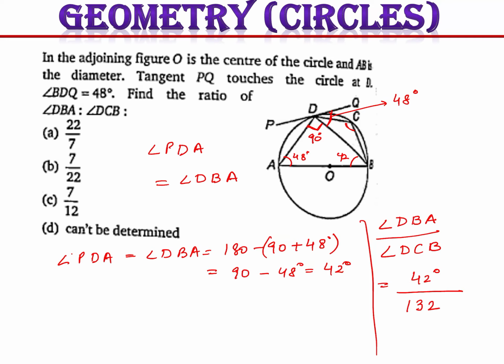Now simply cancel it by 6. So what do you get? Here I get 7, and cancel here by 6, I will get 22. So my answer is 7 upon 22.